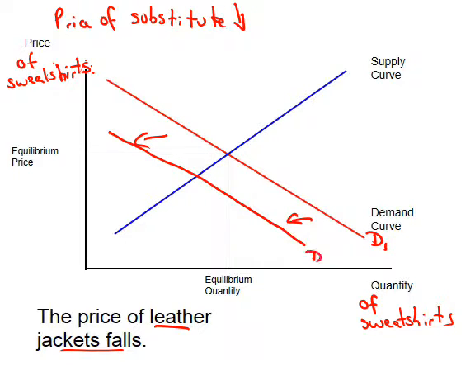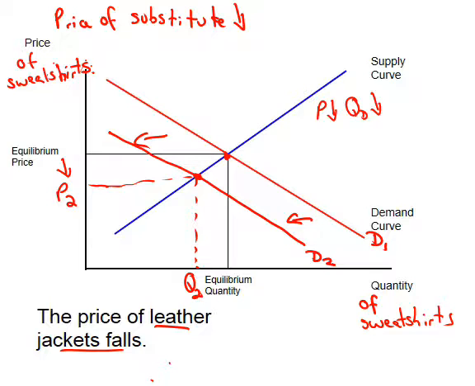D1, D2, Q2, P2. If we compare and contrast the two points, we know that price has gone down, and we know that quantity demanded has gone down, which makes sense because sweatshirts are now in less demand. So we'd expect the market to respond with a lower price, and we'd expect less to be purchased.